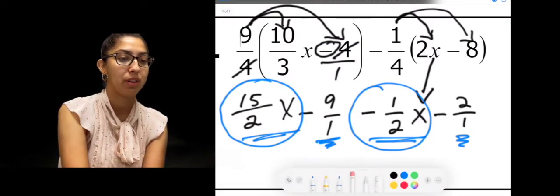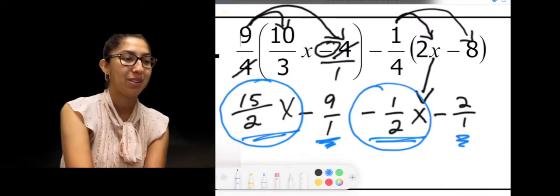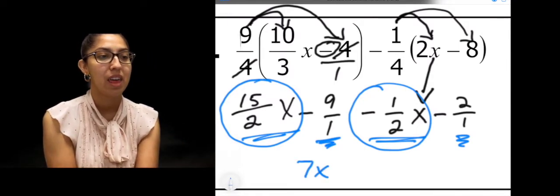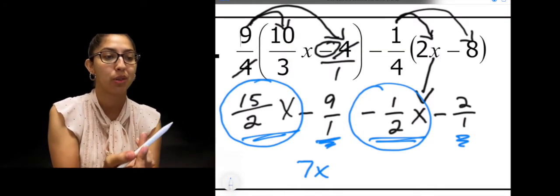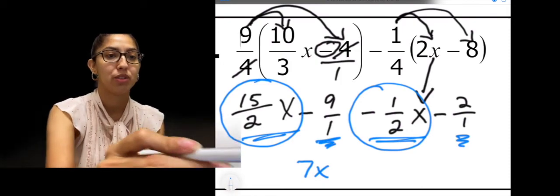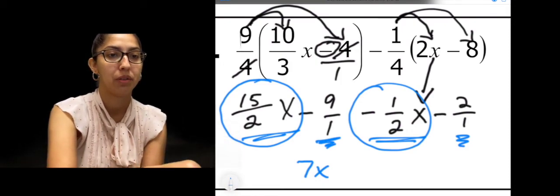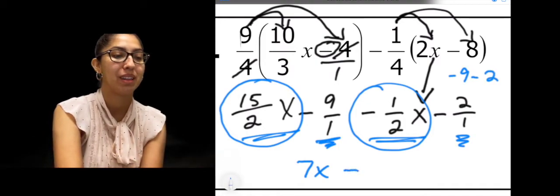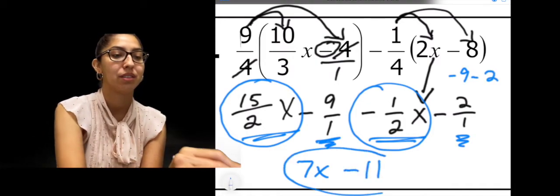I'm sorry, I have to keep erasing. I'm just trying to make sure I show you guys all my steps. I don't want to skip anything. Okay, so 7x. And then we have that -9 minus 2. We're going to ignore the ones. So -9 minus 2. I'll write it right here. Minus 2 is -11, so minus 11. And this would be our answer.